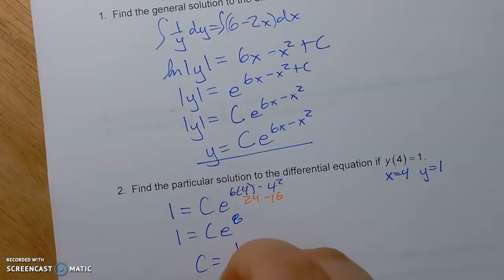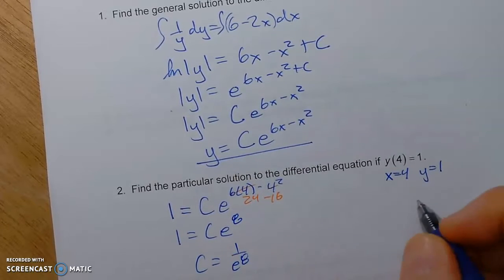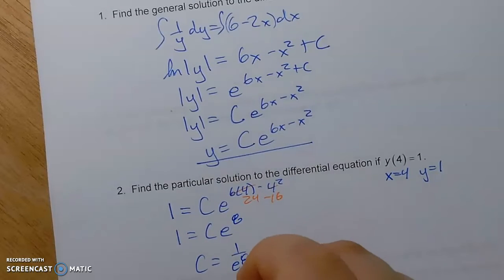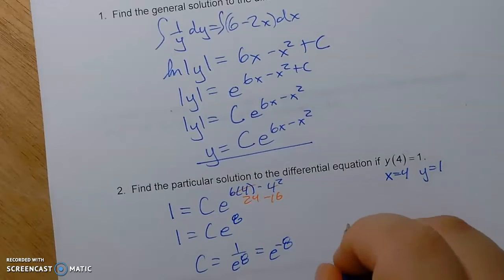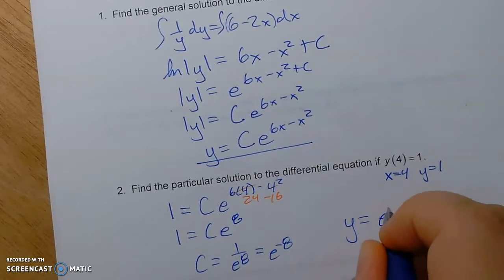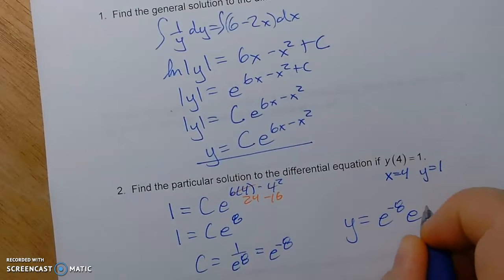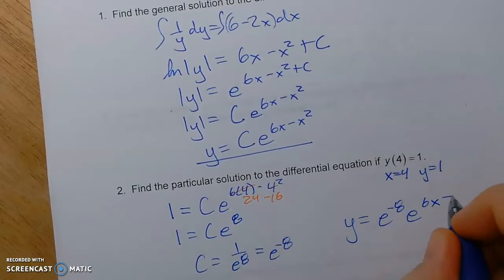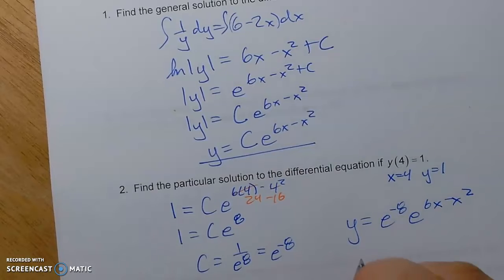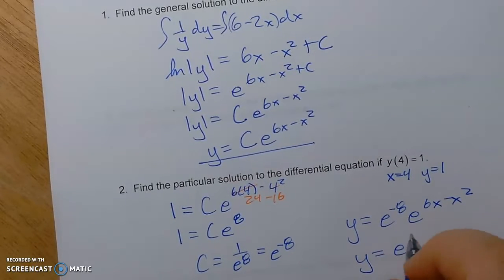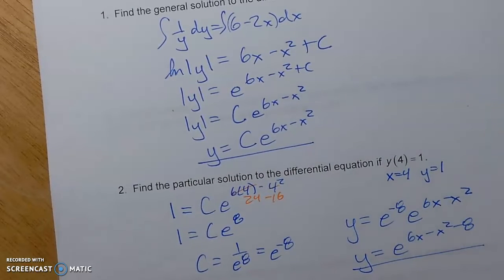So c equals 1 over e to the 8th, which we can also write as e to the negative 8th. So y equals e to the negative 8th times e to the 6x minus x squared. Well, we can combine those. y equals e to the 6x minus x squared minus 8. That's not too bad.